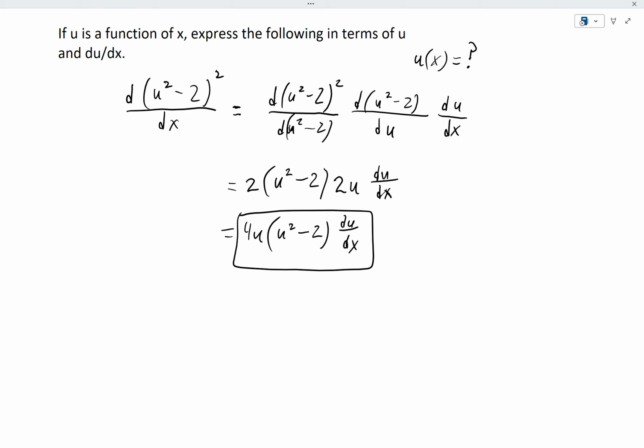So we just use our rules in the right order, identify the outer function, the inner function, and that's all there is.